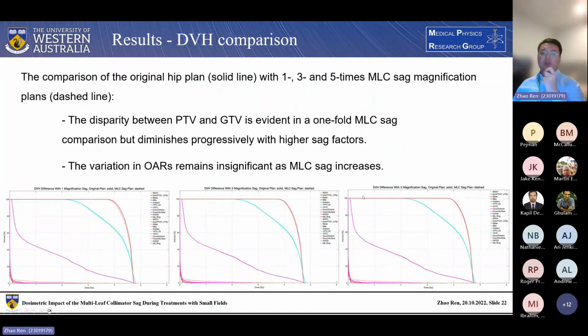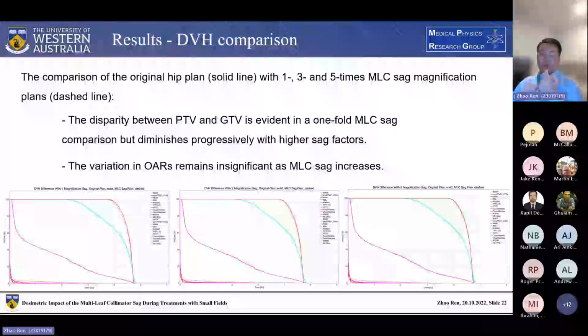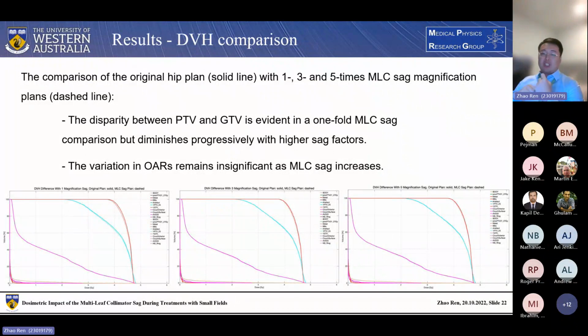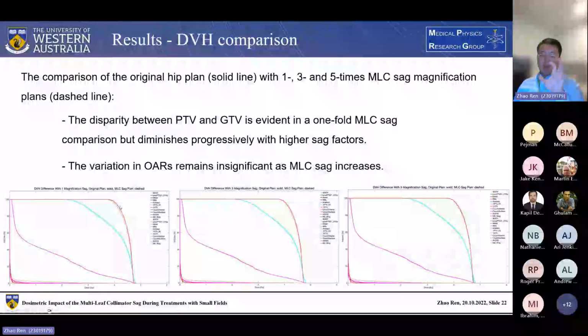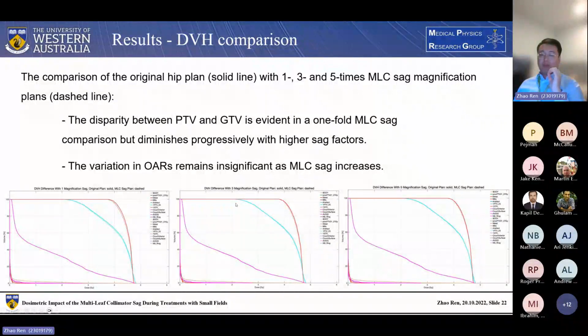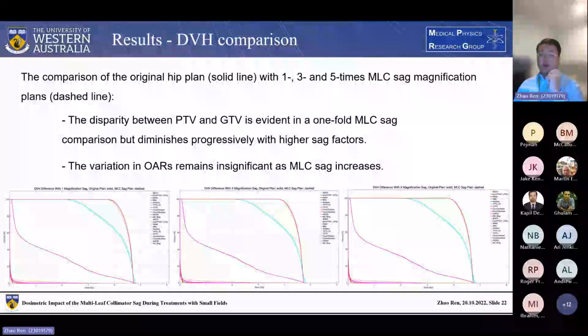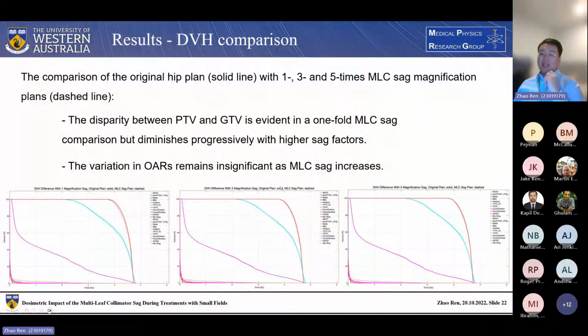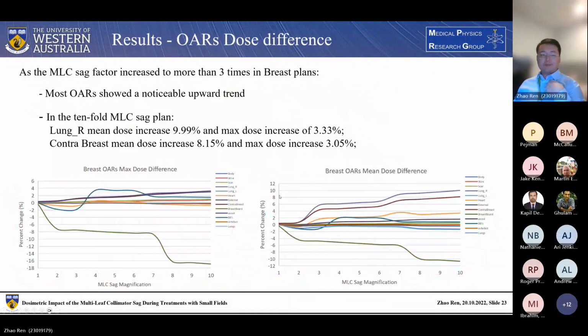And turn to the hip plan. The comparison of the original hip plan with 1-, 3-, and 5-times MLC sag magnification plans shows the disparity between the PTV and GTV is evident in the 1-fold MLC sag comparison, but diminishes progressively with higher sag factors, as you can see below, and the variation in OARs remains insignificant as MLC sag increases.